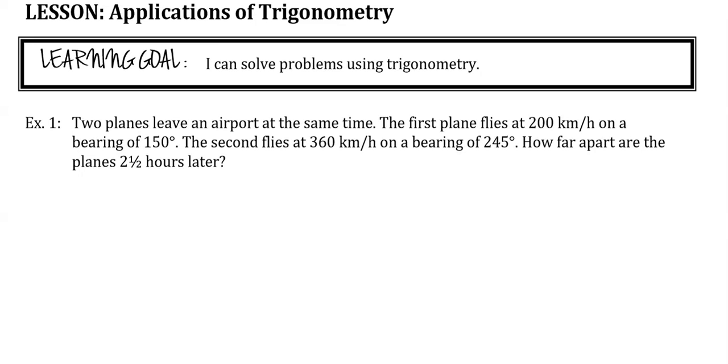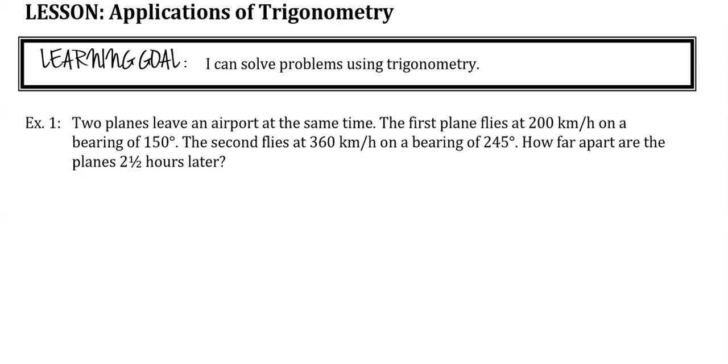Two planes leave an airport at the same time. The first plane flies at 200 kilometers an hour on a bearing of 150 degrees. The second one flies faster, 360, at a different bearing. How far apart are the planes 2.5 hours later? This is one of the types of questions that we're going to do. Some of the questions will be a little bit different, and you'll have to think through them. We're doing 3 together today that are a particular type, and this is a good one to recognize. It's giving us speeds and bearings, and you need to draw it a particular way.